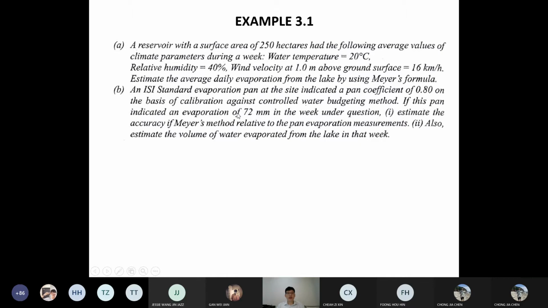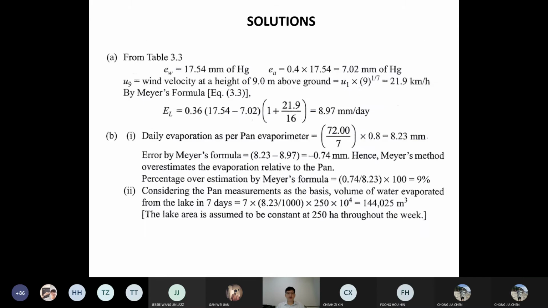We have the evaporation is 72 mm from the measurement, is it? And for 7 days, so we need to divide by 7. And we need to times the CP, the coefficient. Then we got 8.23 per day. Because this is the data per week, we divided by 7. That means we got the data for each day.